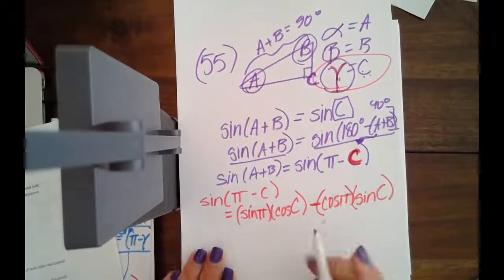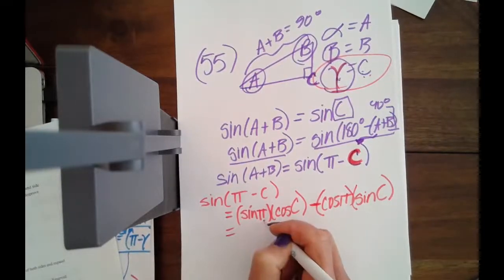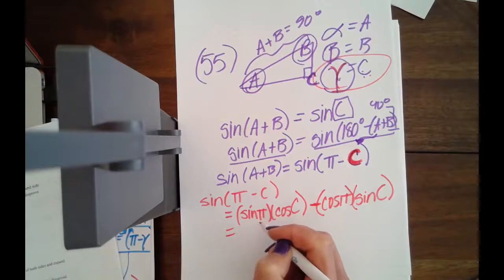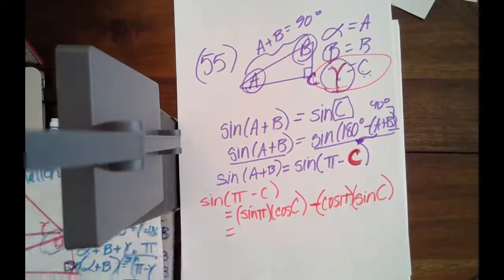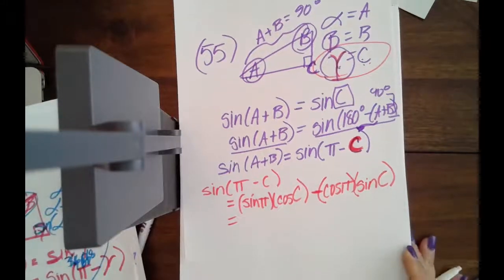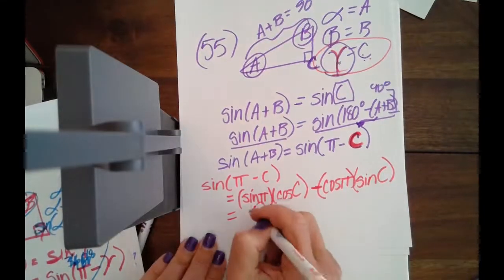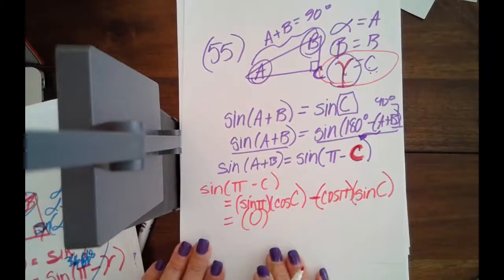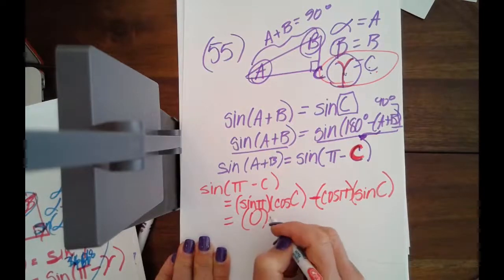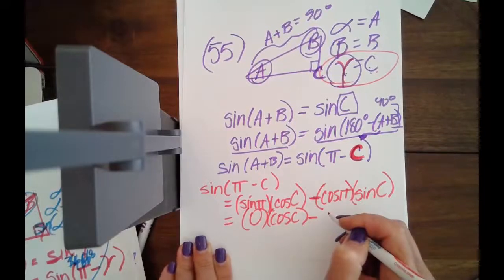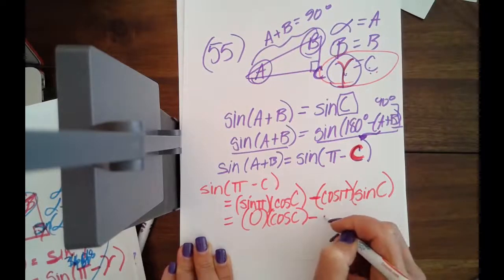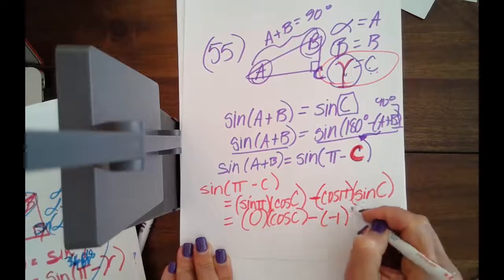Okay, so the sine of pi, that's the y coordinate at pi. Well, that value at pi, let me make sure I got this. That's going to be 0, right? Because 0 is the sine value of pi on the unit circle, times cosine of C, minus, well, cosine of pi on the unit circle is negative 1, and that's times sine of C.